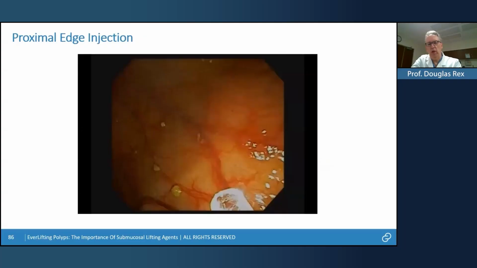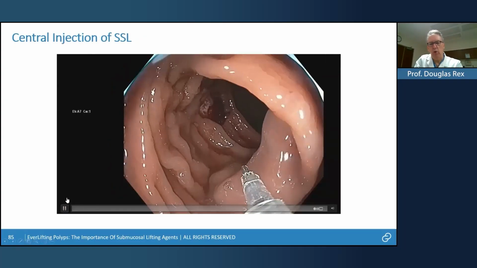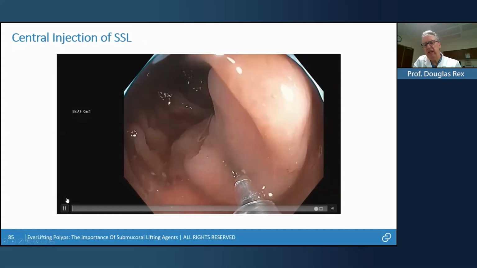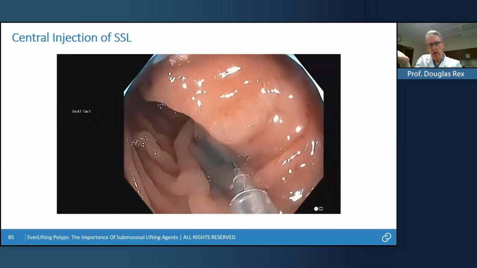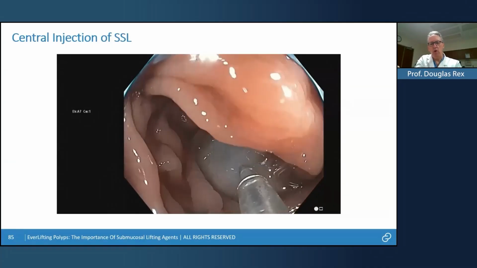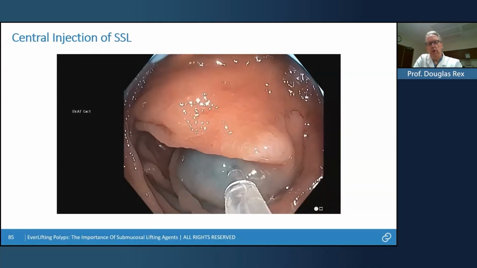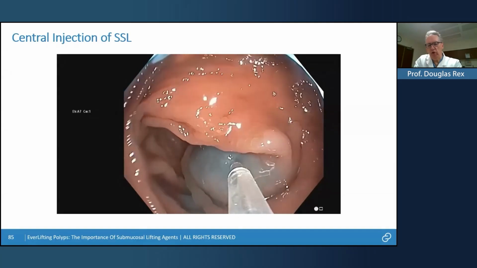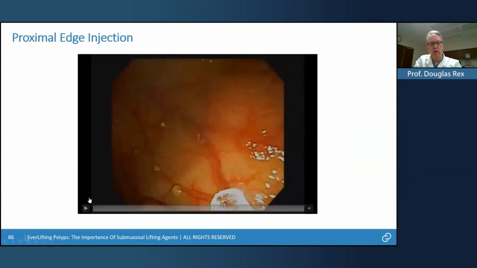Serrated lesions, if we're going to inject those, almost always best to inject through the lesion because they tend to not be enormous. A lot of times I like to inject them on the cecal side, a little bit on the cecal half, in order to tip it toward me. And this approach is generally best for smaller lesions and for serrated lesions.